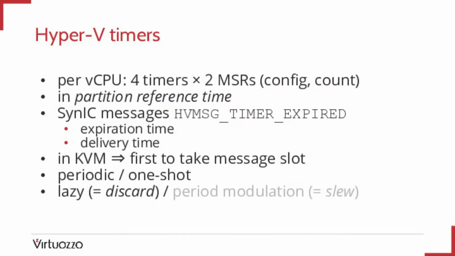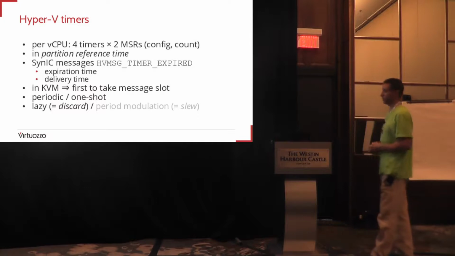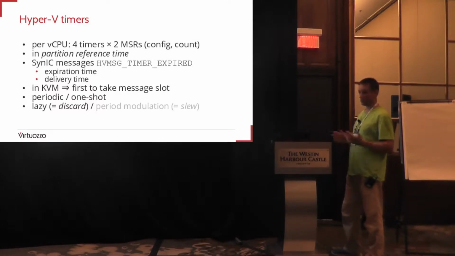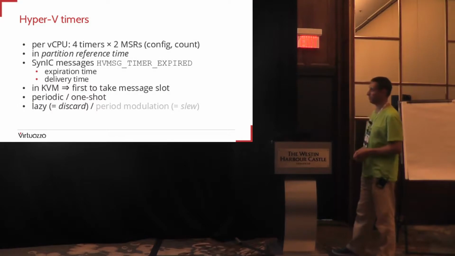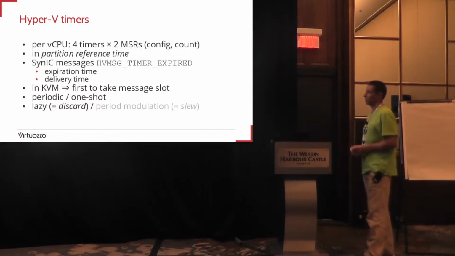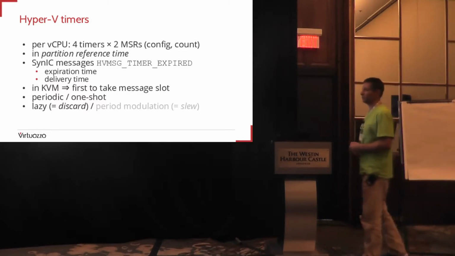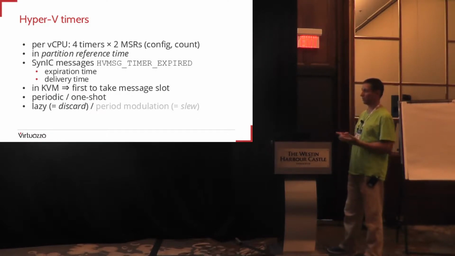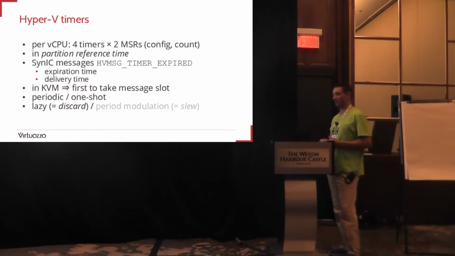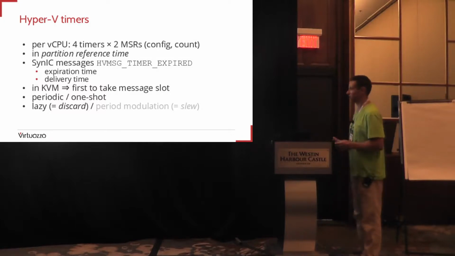So the first user of this machinery is timers. Hyper-V provides four timers per CPU. Each timer is configured by two MSRs. And the timers also work in the partition reference time. So they deliver special format messages. The interesting part is that every timer expiration delivers in its message not only the fact that it has expired, but also the scheduled expiration time and the delivery time. So the guest can do smart things with this information.